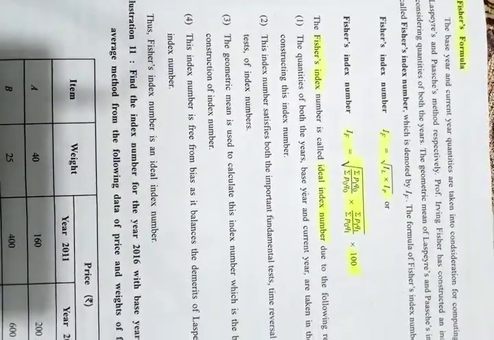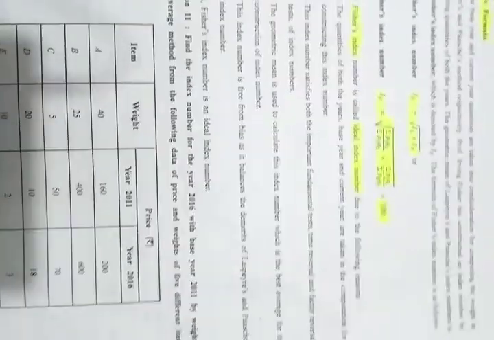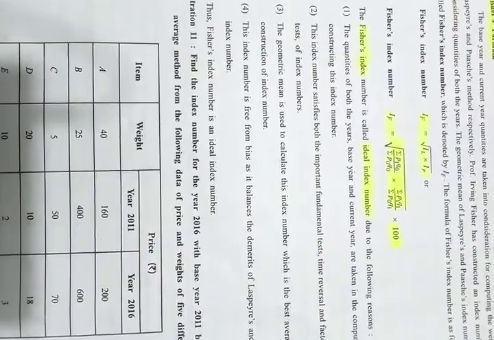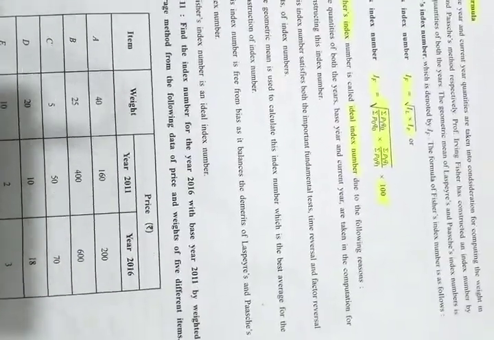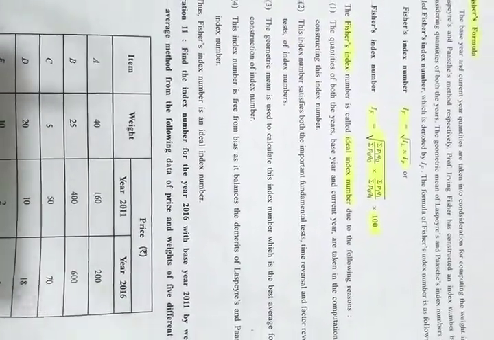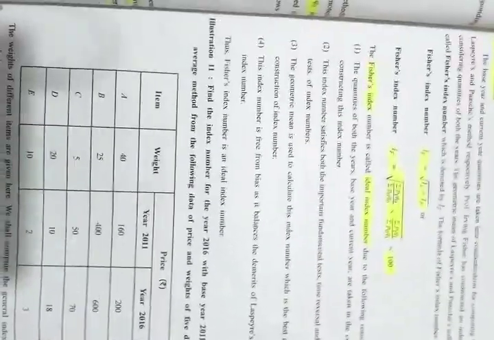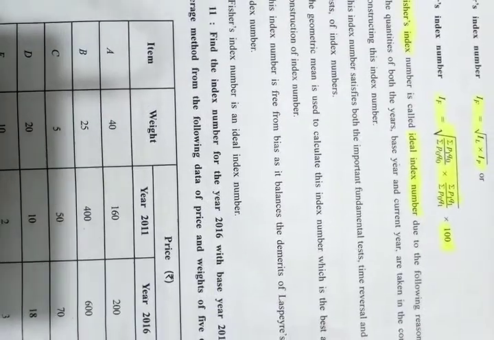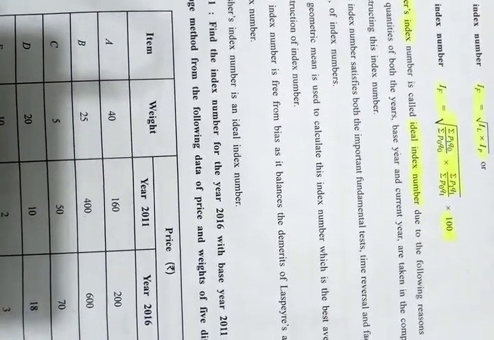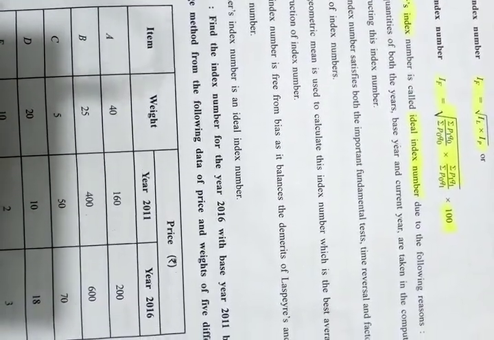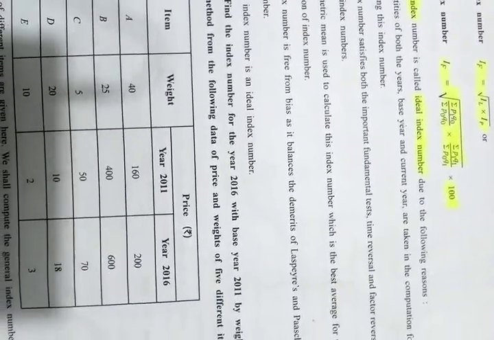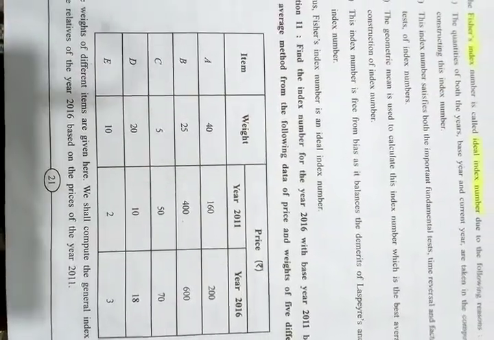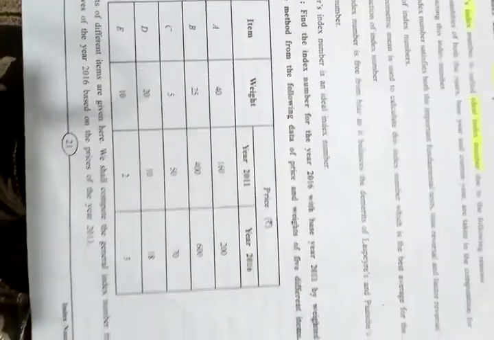Today we will work out some illustrations from different sections in the areas I have just mentioned. Let us go to illustration number 11, where you are given a question with weight and price in 2 years, the base year as well as the current year. There are different items A, B, C, D and E. Weight and price are given.